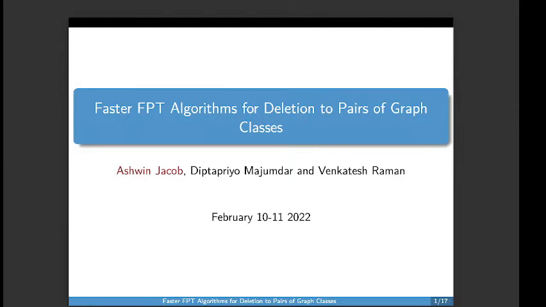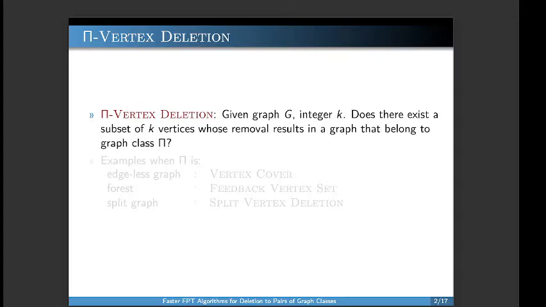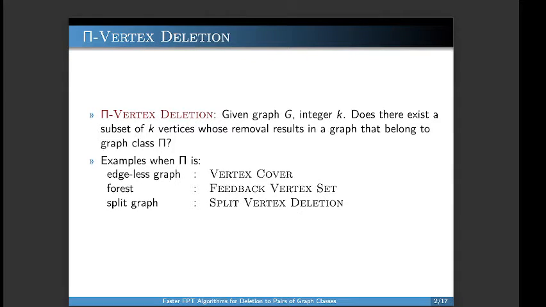Hi, today we'll be looking at faster FPT algorithms for deletion to pairs of graph classes. So we'll be looking at vertex deletion problems where you have a graph G and integer k, and the question is, can we delete some k vertices such that the rest of the graph belongs to some graph class pi? So this covers popular examples such as vertex cover, feedback vertex set, etc., where the graph class pi is an edgeless graph or forest, etc.